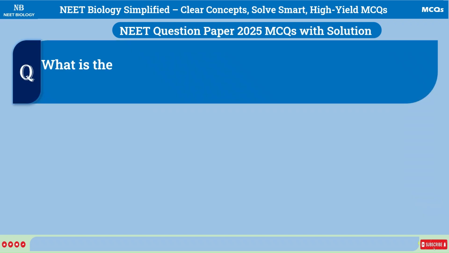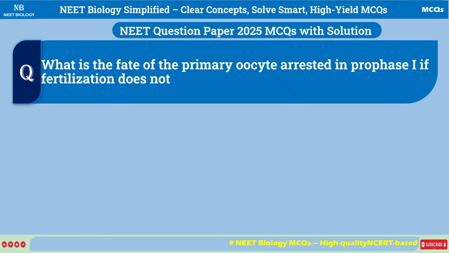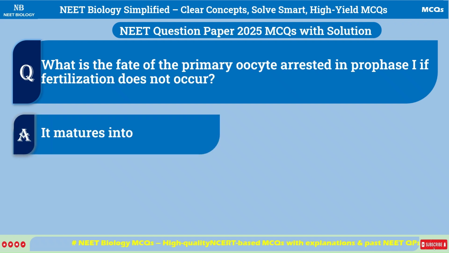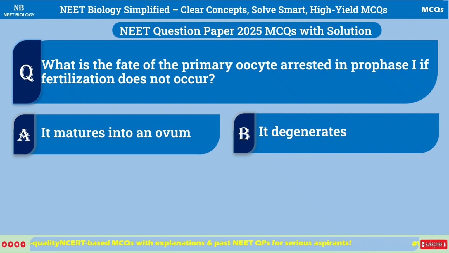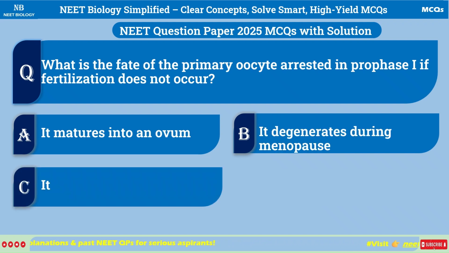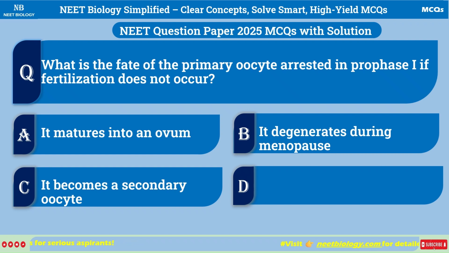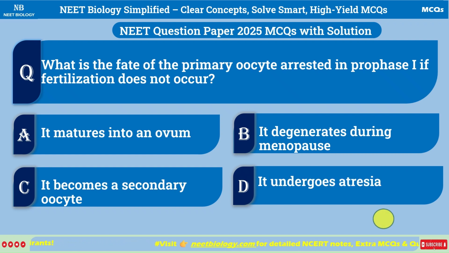What is the fate of the primary oocyte arrested in prophase I if fertilization does not occur? A. It matures into an ovum. B. It degenerates during menopause. C. It becomes a secondary oocyte. D. It undergoes atresia.